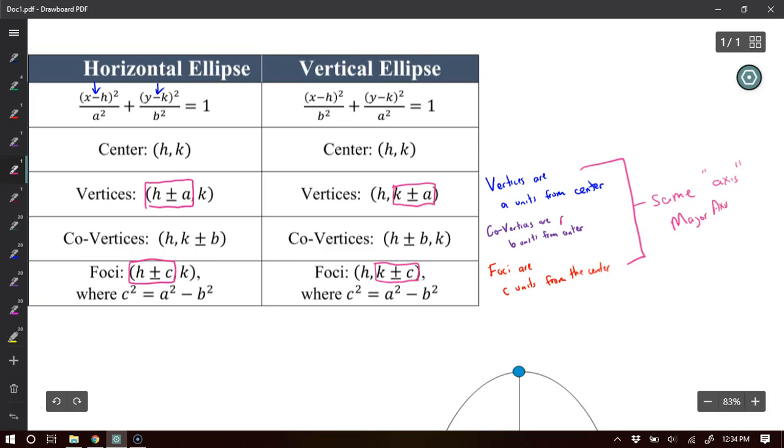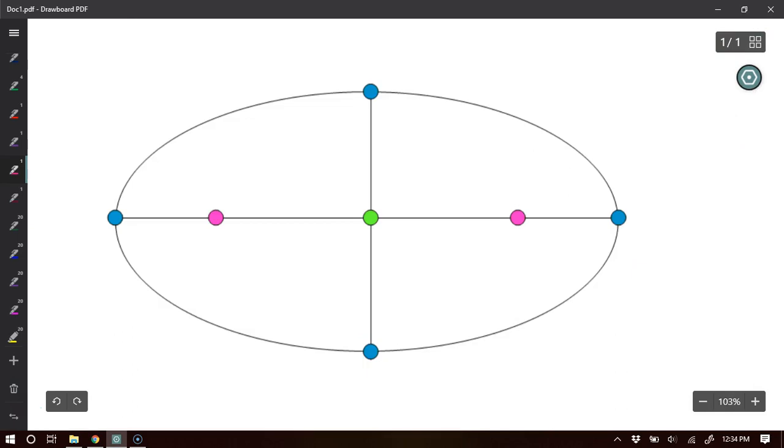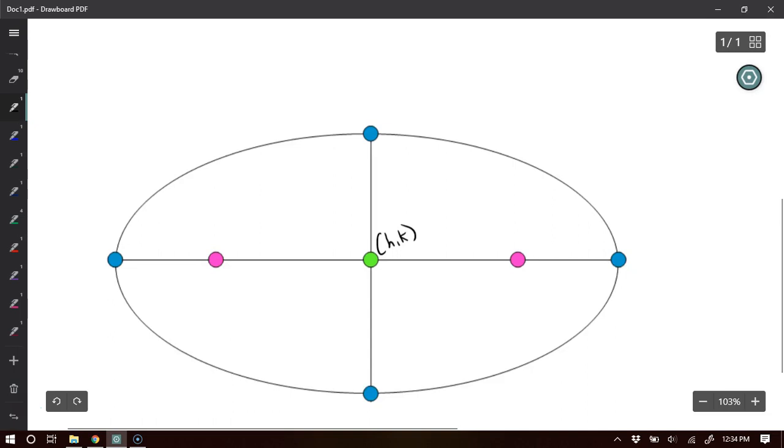We call covertices the minor axes on it. And so we take a look. I guess I still have yet to look at the equations. I'm just focusing on the visual aspect. Here's my center, H comma K. Now this is a horizontal ellipse. Horizontal ellipses are stretched out more horizontally. They have more eccentricity horizontally than they do vertically. And so when I look at that, that's my center.